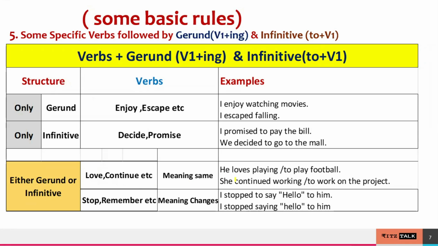They can take -ing, that is gerund, and they can also take infinitive, that is to plus verb, to plus V1, right? For example, he loves playing football. He loves to play football. Both are the same, both are correct, and the meaning is also the same.